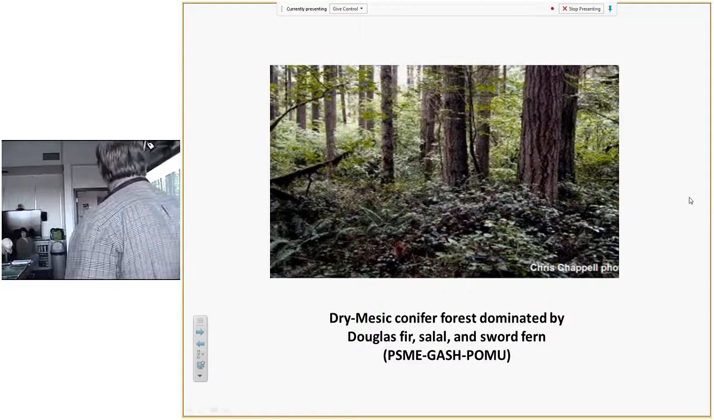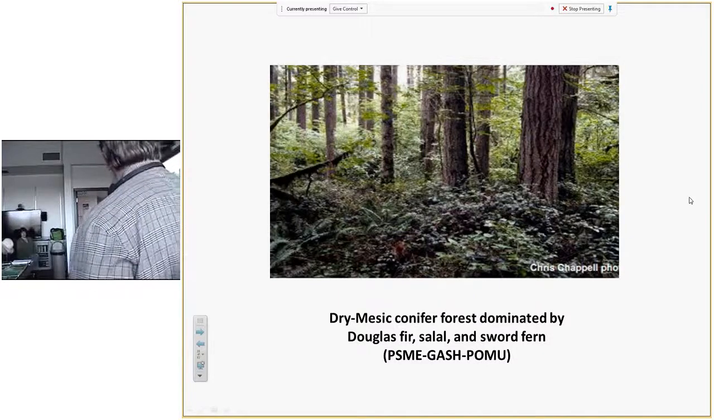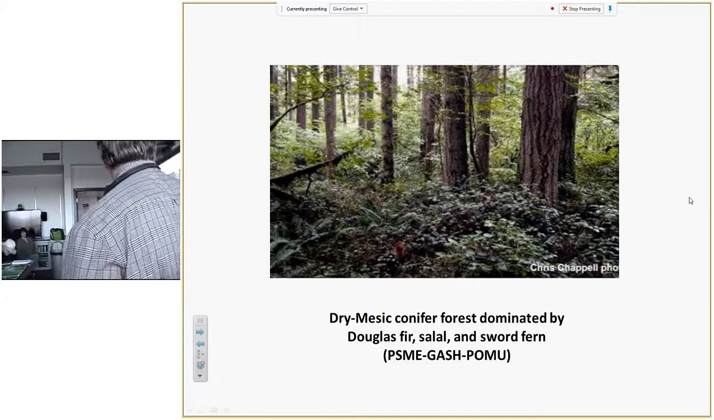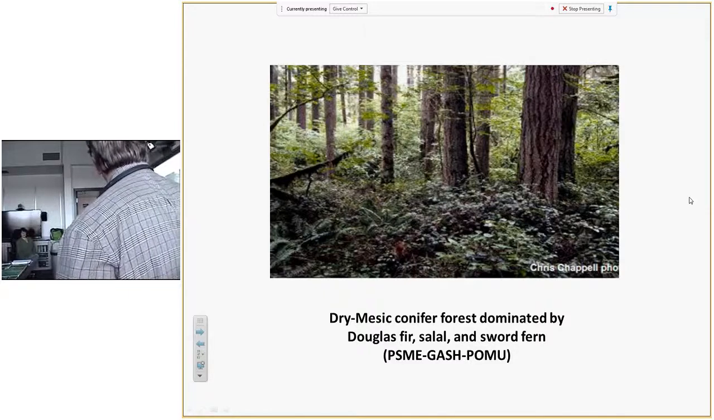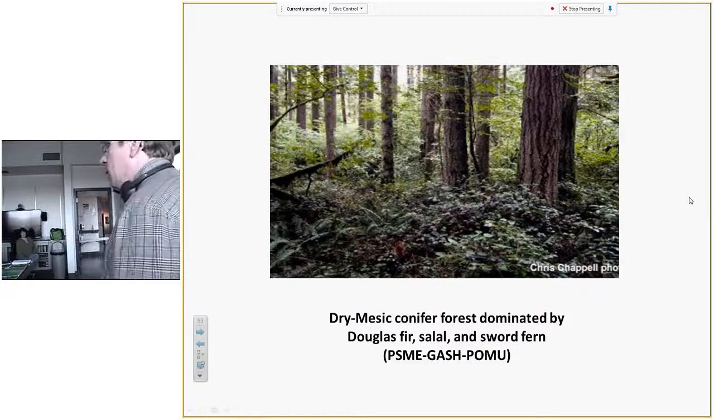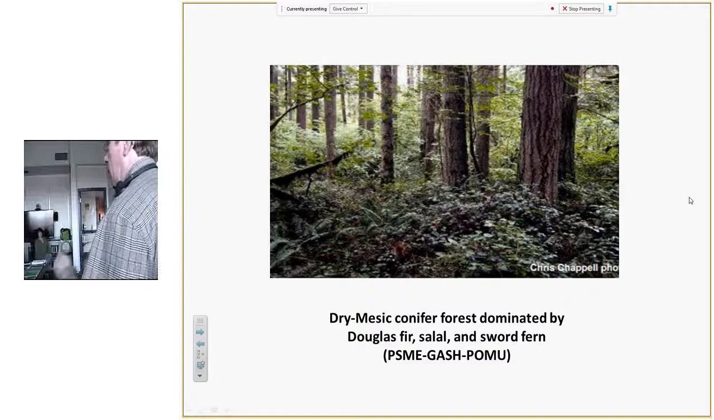So here's Douglas-fir, salal in the understory, sword fern. You see it's pretty shady. There's not a lot of light that gets to the forest canopy. It's going to be evergreen dominated. So both the trees and the shrub layer, even herbaceous, are all evergreens. Fairly dry soils.